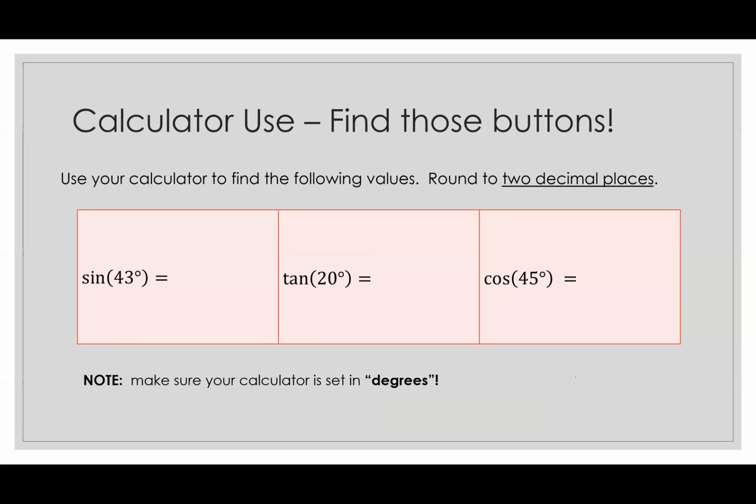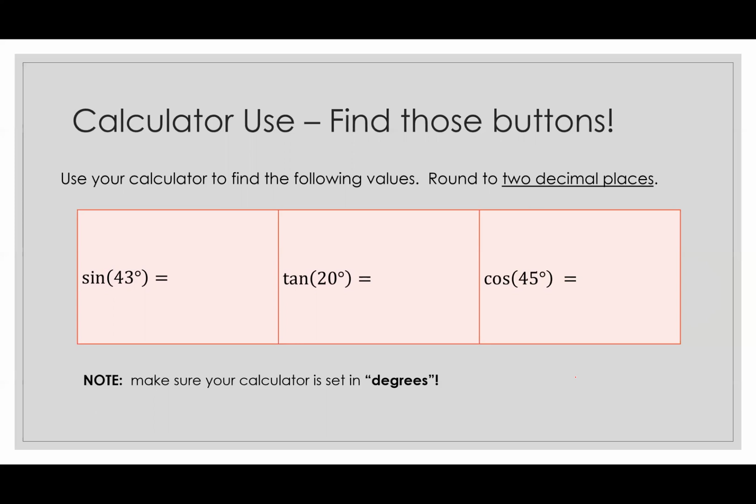The next thing I want you to be able to practice is calculator use. So grab a calculator, pause the video if you need to, and find these buttons on your calculator. You may have to change your calculator into degrees first. So find that button to make that happen and just type it in and write it down. Round your answer to 2 decimal places.